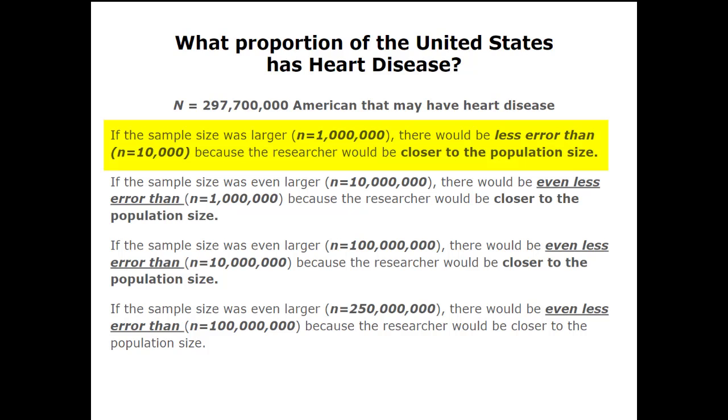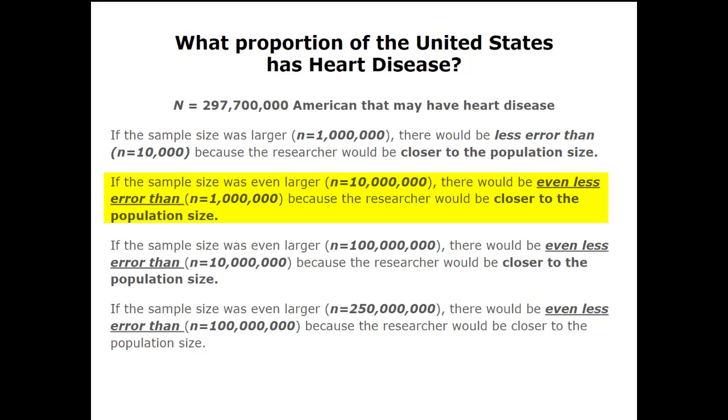If I happen to have a sample with 1 million people in it, huge study, then there would be a lot less error than a study with 10,000 people, because I would be closer to the 297 million that I needed to test. If I got a sample that was 10 million, then there would be even less error than when I had a 1 million size sample, because I'm getting even closer to the 297 plus million that I eventually would need to test to know the truth.